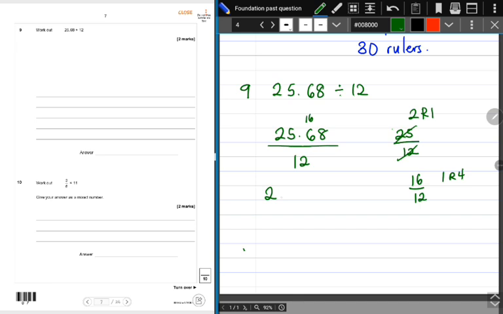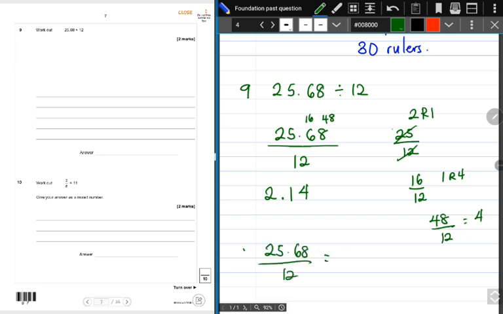So that will be 0.1. We bring down the 8 to the 4, and this is going to give us 48. 48 divided by 12 is going to give us 4. So this is going to be 4. So our answer is what? That means 25.68 divided by 12 equals 2.14.